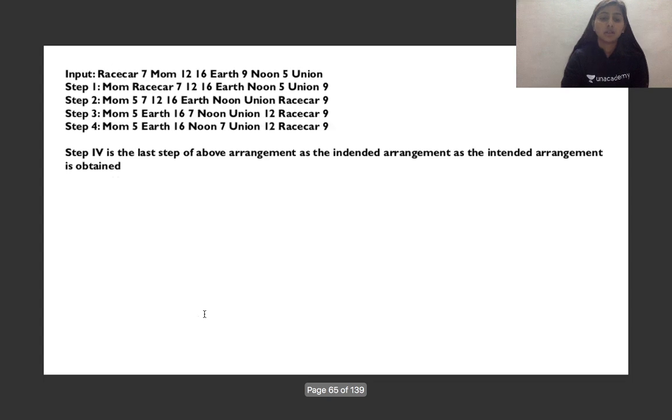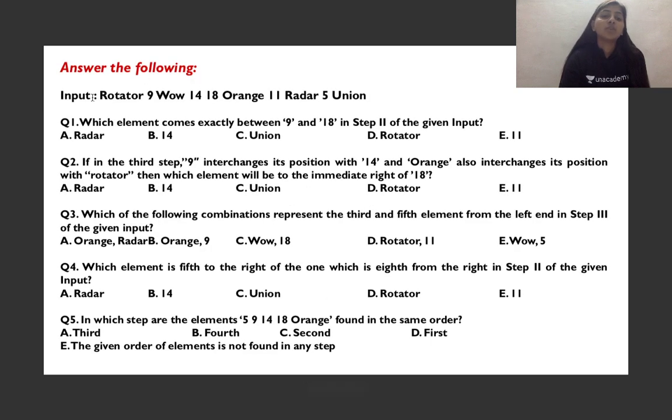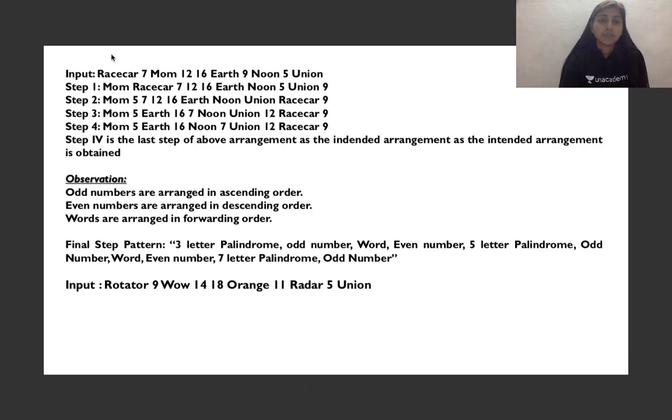So how is this order? The final step pattern is three letter palindrome, then an odd number, then word, then even number, then five letter palindrome, then odd number, word, even number, seven letter palindrome, then odd number. Okay, so now we have a new input: rotator, 9, wow, 14, 18, orange, 11, radar, 5, and union. This new input, you will have to find the steps like we had here. Observe this and apply the same thing on this new input, find all the steps. Once you have all the steps, you'll be able to answer the questions. Do it.